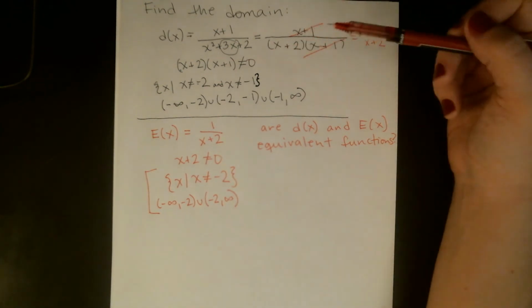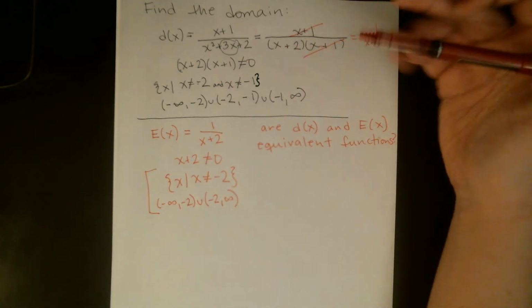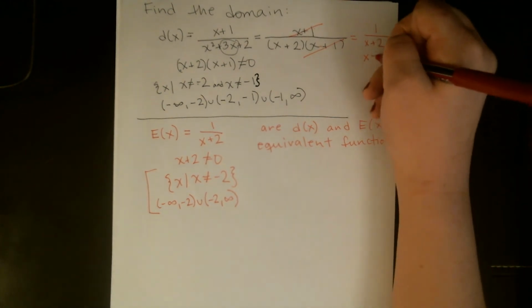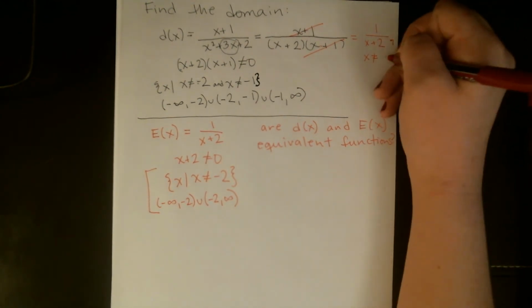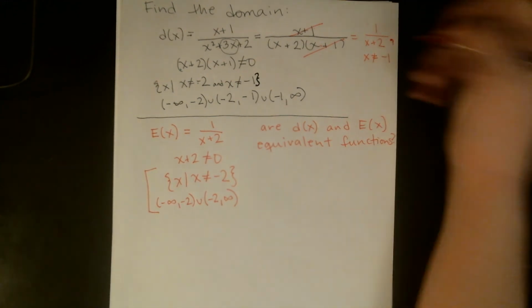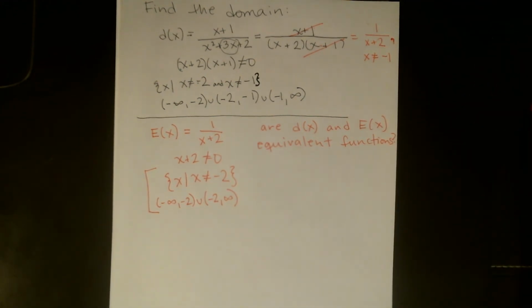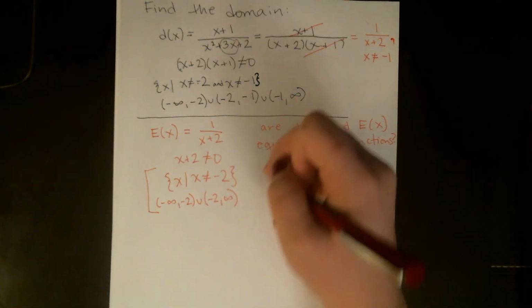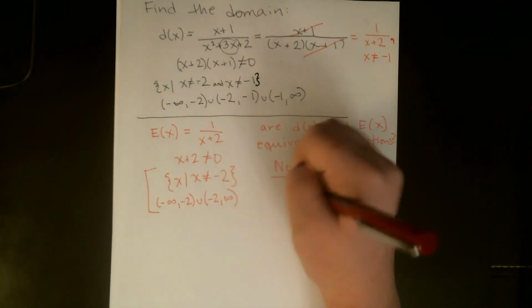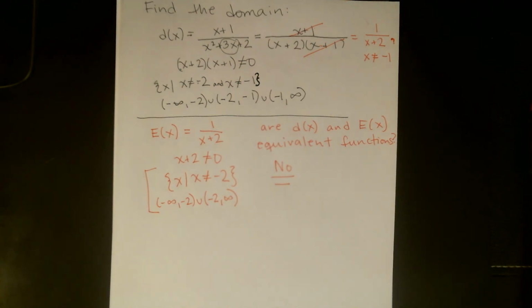So the truth is, I can only claim that these two are equal if I keep track of the fact that x is not supposed to equal -1. So this is supposed to be a comma, this funny looking thing. So yes, x plus 1 over x plus 2 times x plus 1 is equal to 1 over x plus 2 for any x except for -1. So the answer to the question here is no, they're not equivalent. They are algebraically the same. I can reduce function d, I end up with function e, but their domains are very slightly different.